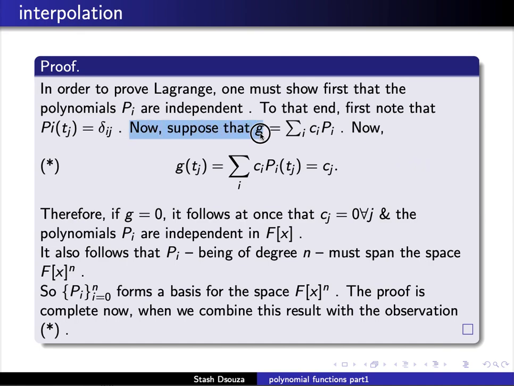Now suppose that the polynomial g is given as a linear combination of the Pi's. g evaluated at tj gives the sum of ci Pi evaluated at tj, and by the relation established before, Pi(tj) equals delta ij, we have that this sum evaluates out to cj. So therefore, if g is equal to 0, it follows at once that cj equals 0 for all j, and the polynomials Pi are independent in F[x].